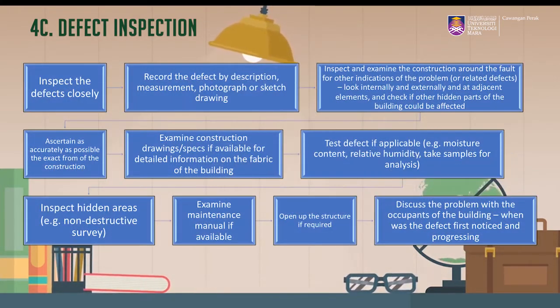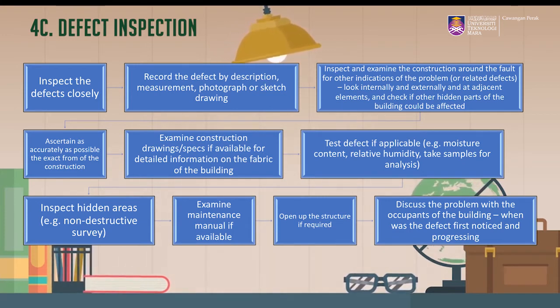Next is defect inspection stages. The first stage, inspect the defects closely. Next, we need to record the defect by description, measurement, photograph or sketch drawing. Next, we inspect and examine the constructions around the fault for other indications of problems or related defects. We need to look internally, externally, and at adjacent elements and check if other hidden parts of the building could be affected. Then, ascertain as accurately as possible the exact form of the construction.